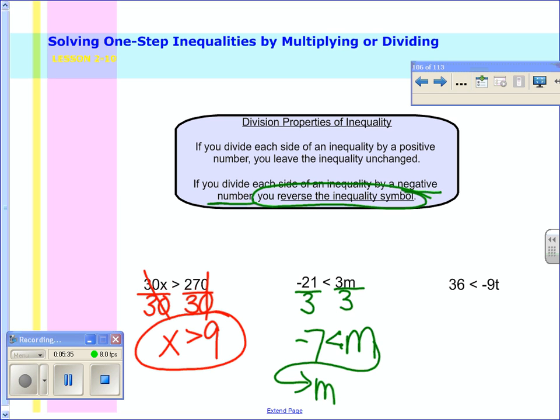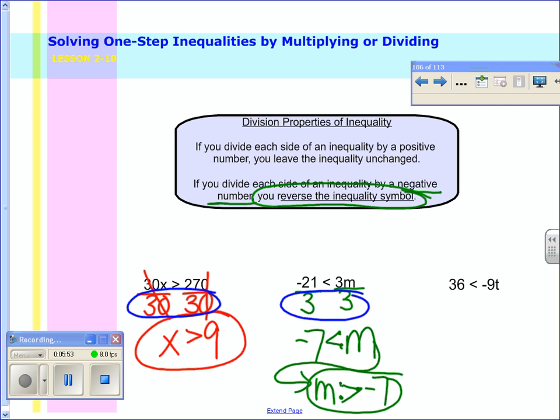Open side is facing the m. Closed side is towards the negative 7. So m is greater than negative 7. So far, if we go back to this original problem, we have been dividing by positive numbers. Both of these numbers have been positive, so our sign is unchanged.